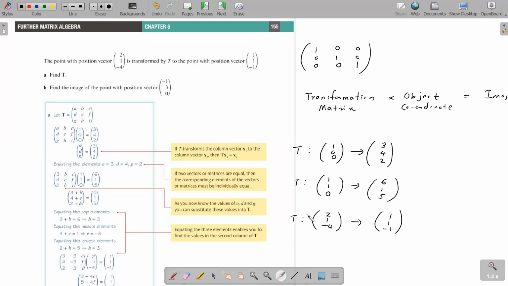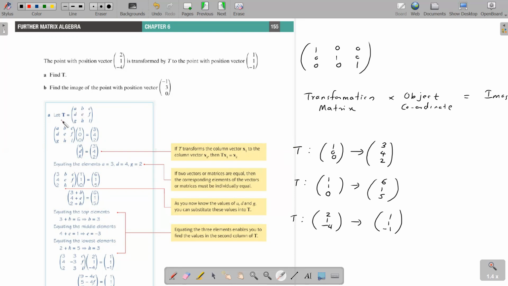So what are we supposed to do? We are supposed to find the matrix T. You need to realize first of all here, for a 3D object coordinate to transform to a 3D image coordinate, your transformation matrix T has to be a 3 by 3 matrix.